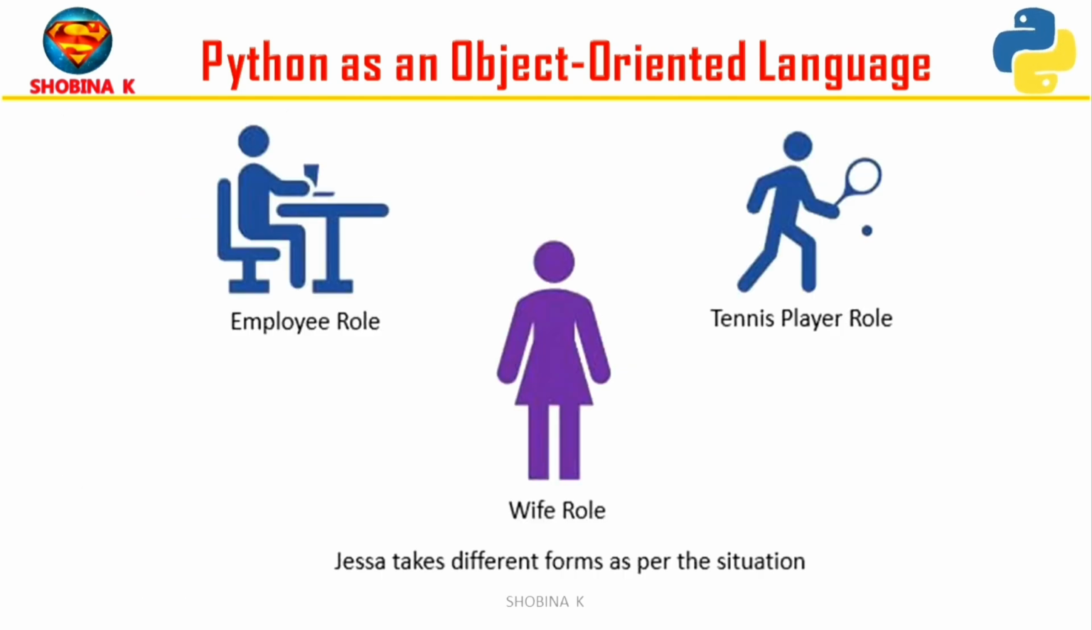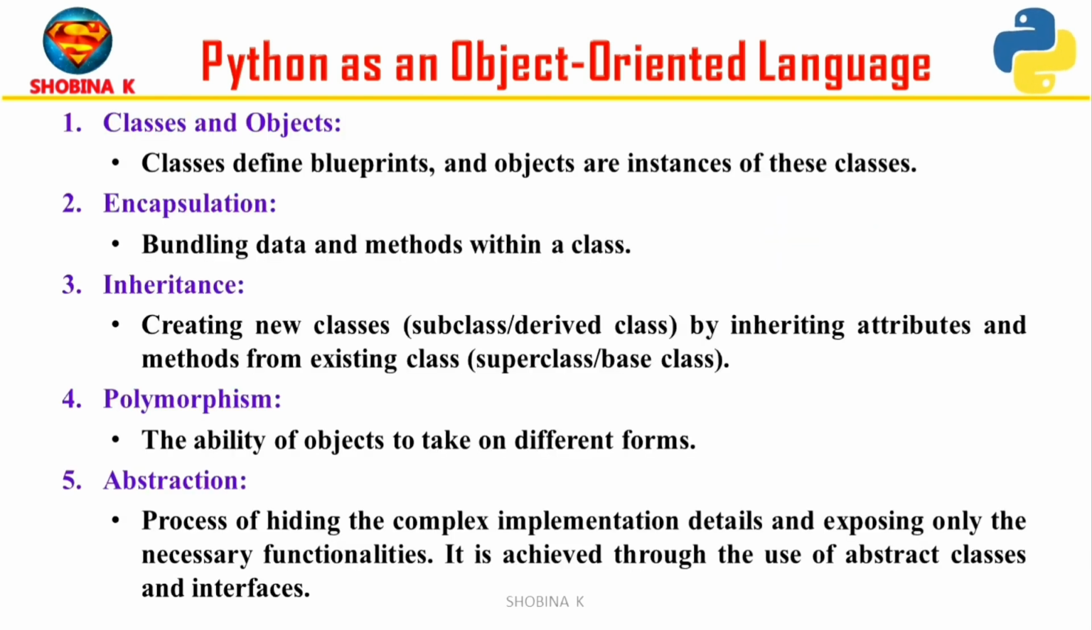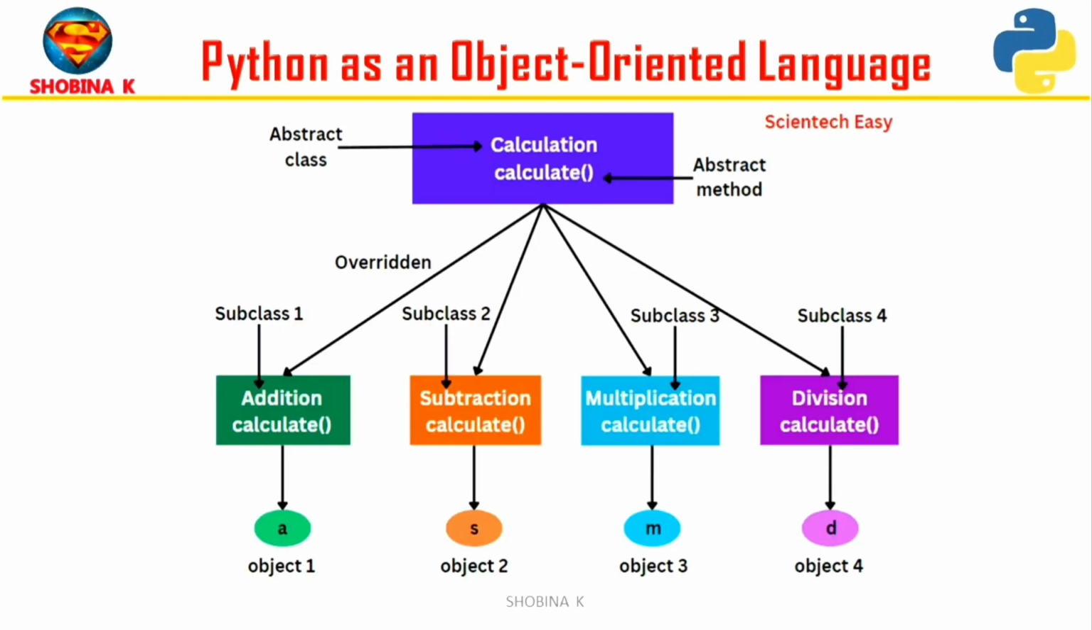The ability of an object to take on different forms or to be used in a unified way is called polymorphism. And it can be achieved through method overriding or operator overloading. Also, it enhances code flexibility and readability. And finally, it supports abstraction. It is an essential concept in object-oriented programming. Abstraction is the process of hiding complex implementation details and exposing only the necessary functionalities. In Python, it is achieved through the use of abstract classes and interfaces.